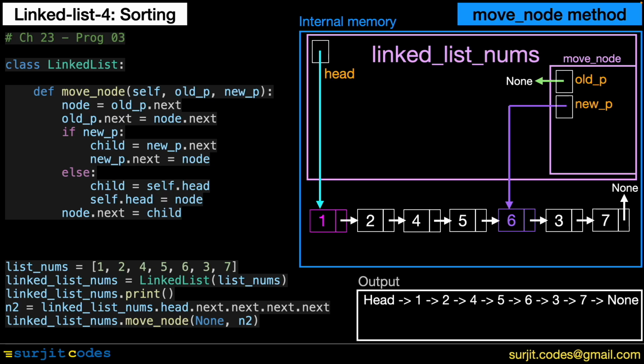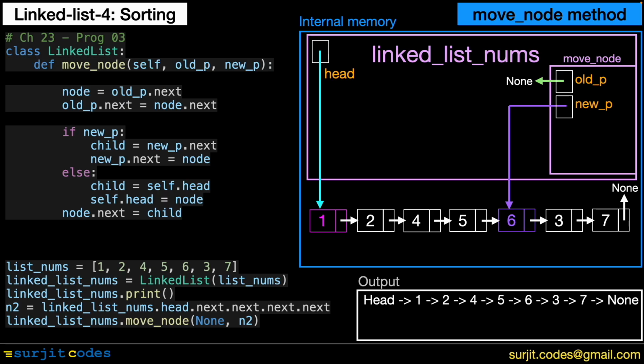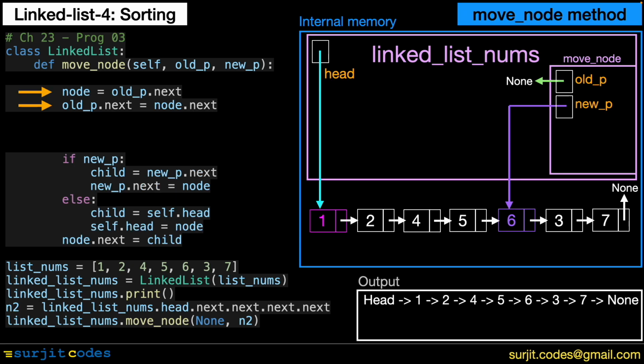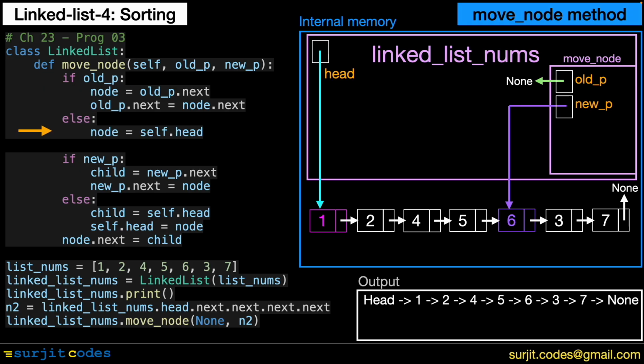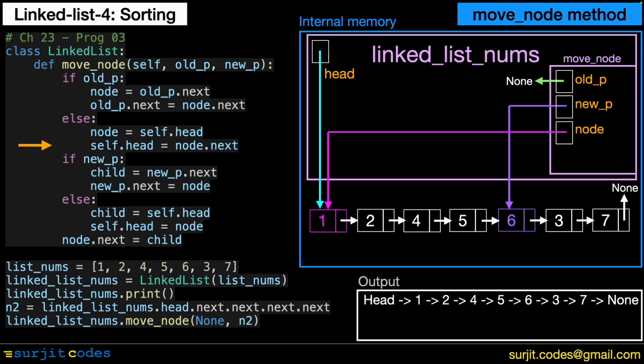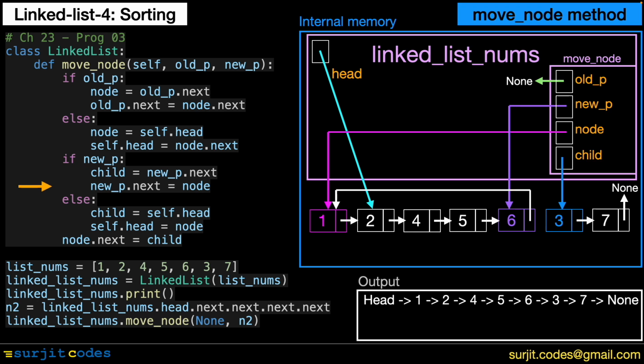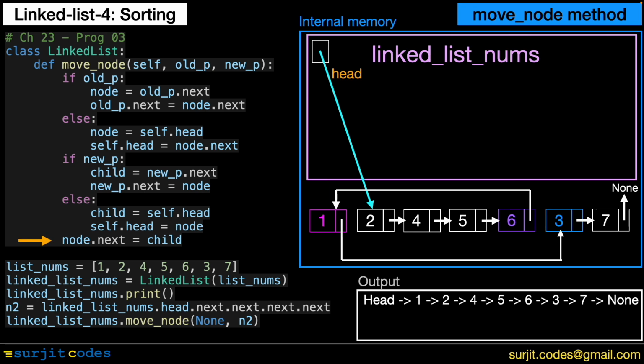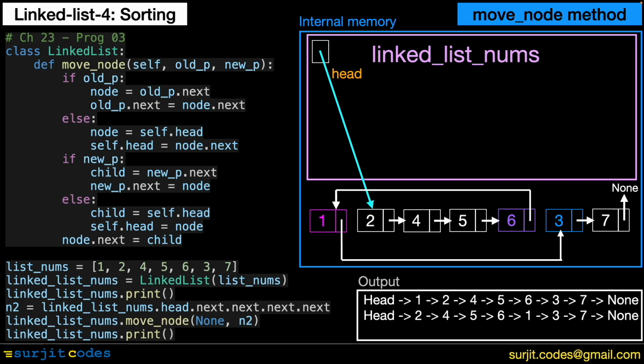Let us make the required changes in the move node method. These two statements are needed if old parent is present. Otherwise, we save head in node and move head to 2. Rest of the execution is same and we come out of the move node method. Print method confirms this movement of the node at the head.